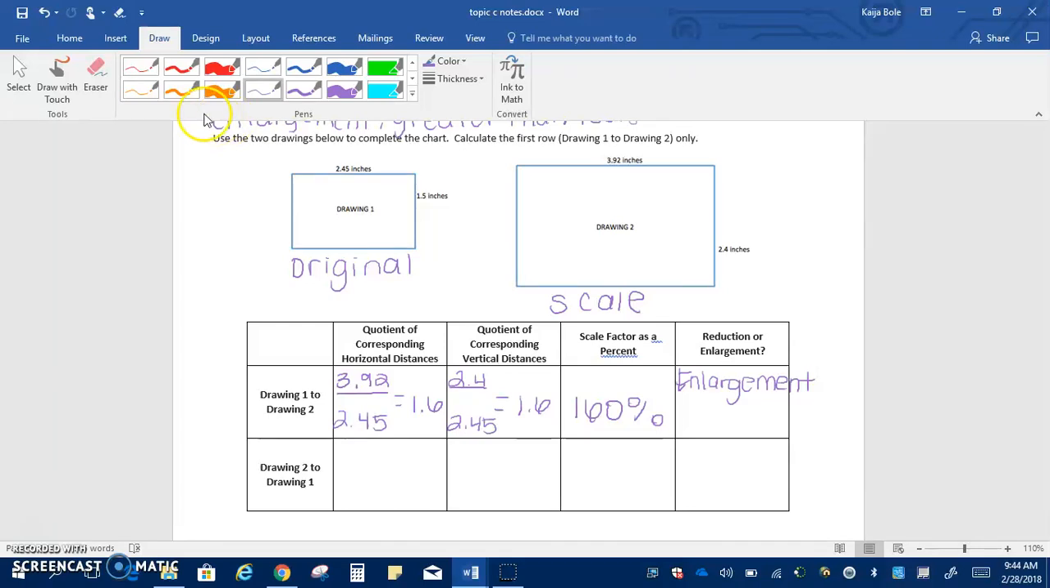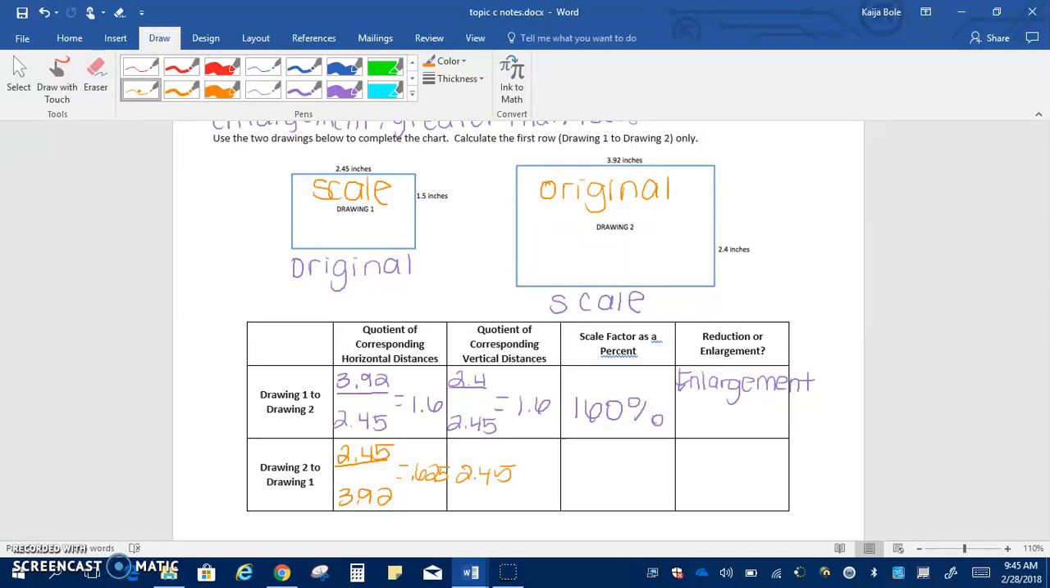Okay, so we're going to go ahead and do the other one. If we go from drawing 2 to drawing 1, that means that drawing 2 is now our original. I'm going to do it in orange. And drawing 1 is our scale. So that means all of our calculations are just going to be flipped. So for the first one, we'd have 2.45 over 3.92 this time. And when you divide that, you get 0.625.